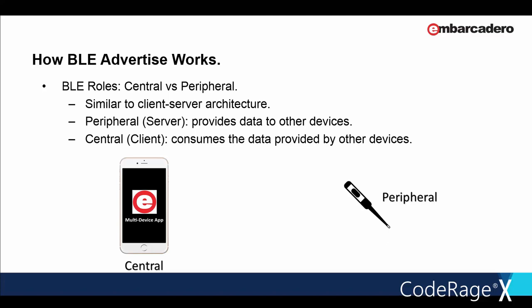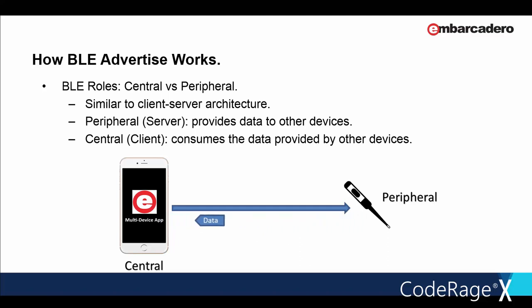The interaction between peripheral and central works as follows. A peripheral indicates its presence by broadcasting advertising packets. These advertising packets generally contain some useful information to identify the peripheral, such as the peripheral's name and/or the identifiers of the services that it provides. On the other hand, a central device can scan for these advertising packets and discover nearby peripherals. Once a central has discovered a peripheral in which it's interested, it can request a connection and start to get or interchange data with the peripheral.